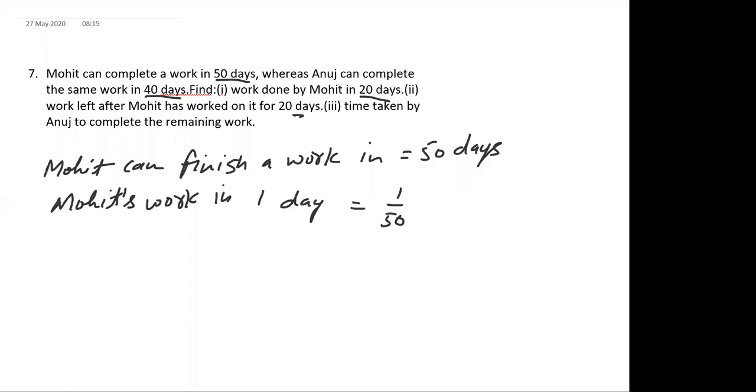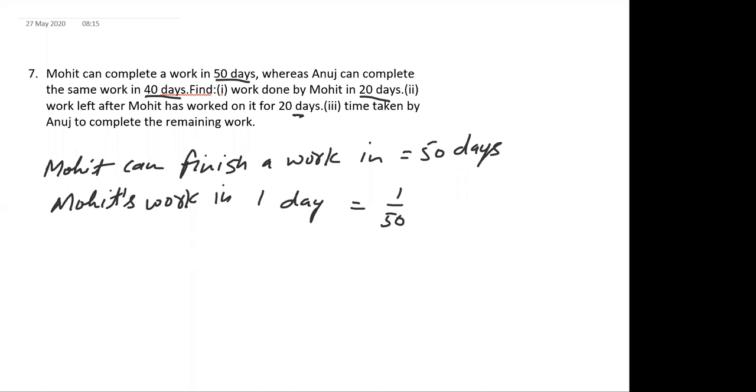Next question is on your screen. Read the question first carefully and then I'm going to solve it. Okay. So Mohit can finish our work in 50 days. So Mohit's work in 1 day is equal to 1 upon 50. Is it clear? Now the question is saying that in first part, work done by Mohit in 20 days.